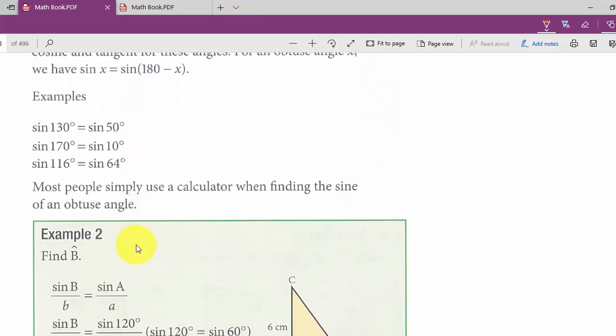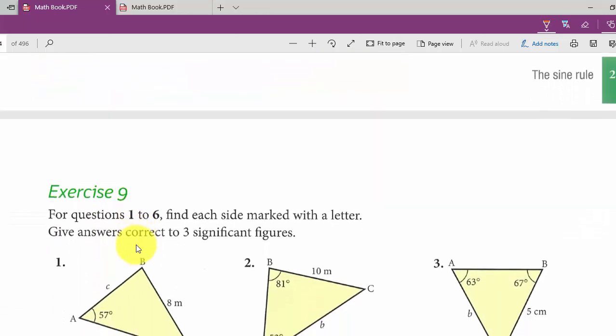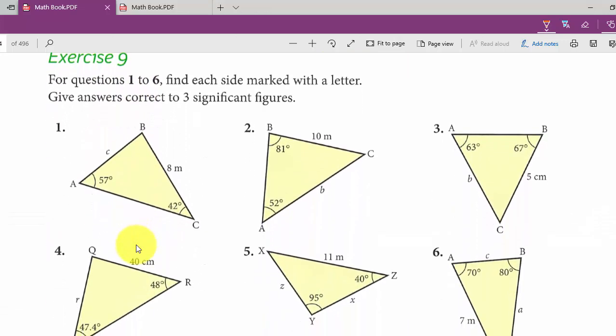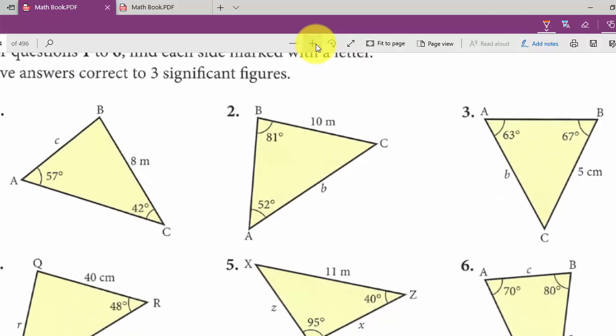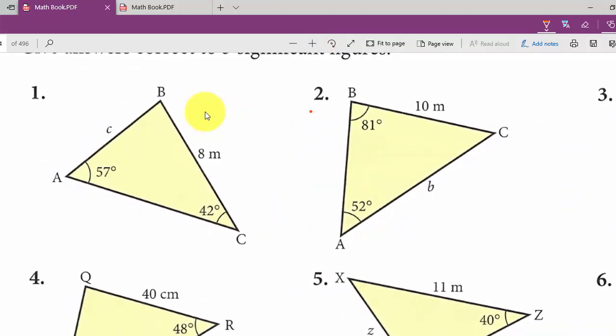Question 1 here. Here we go. Question 1, we need to find side C. What's given is angle A and its opposite side, angle C, and the opposite of C is missing. Angle B is not given, and the side opposite B is not given, so it means we don't care about B over sine of B.